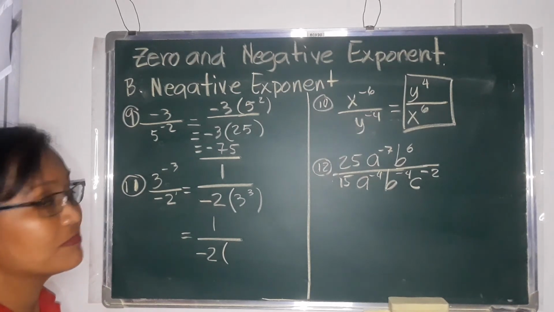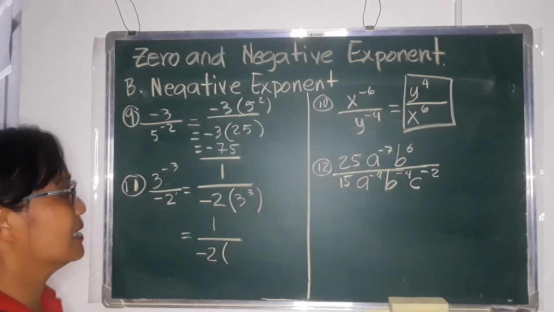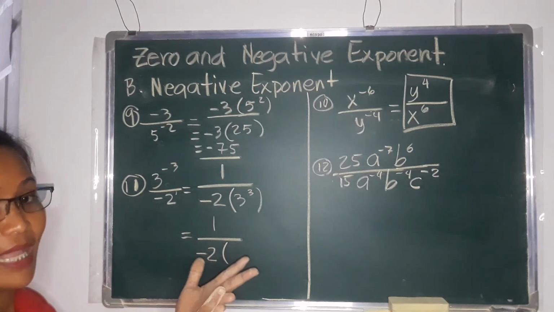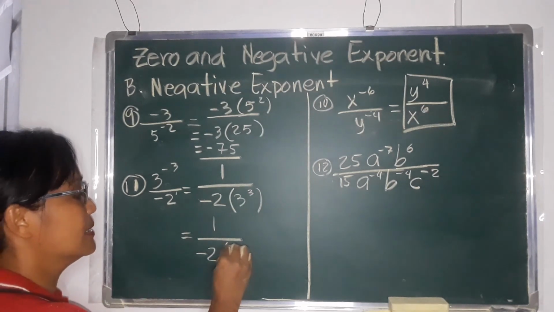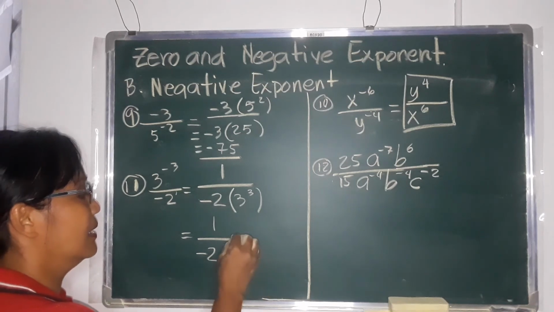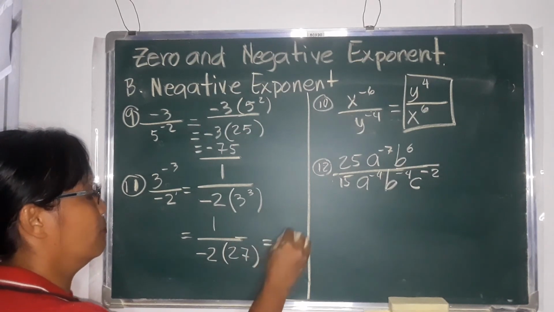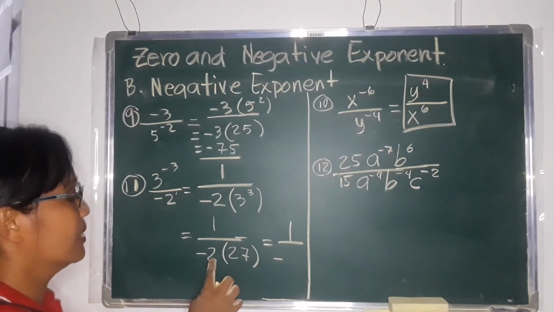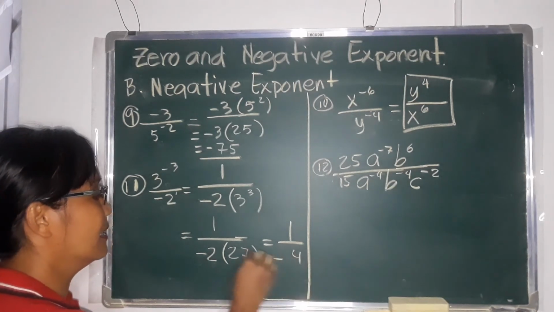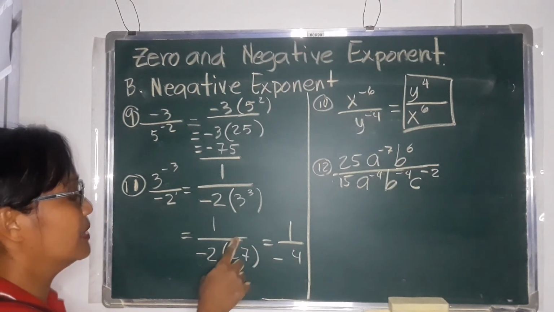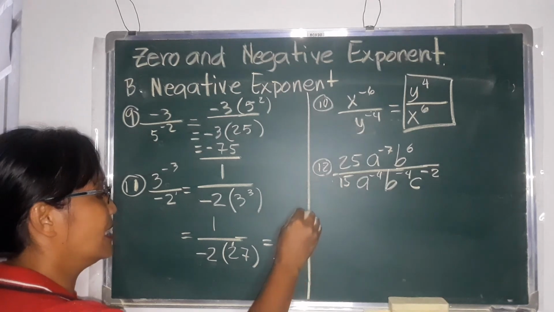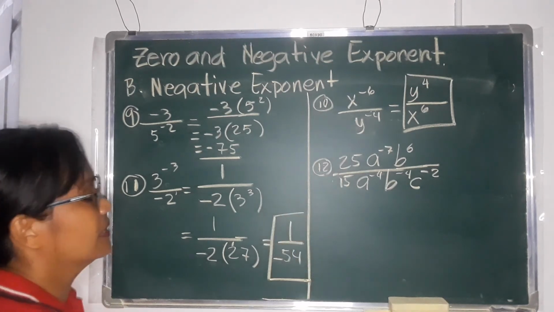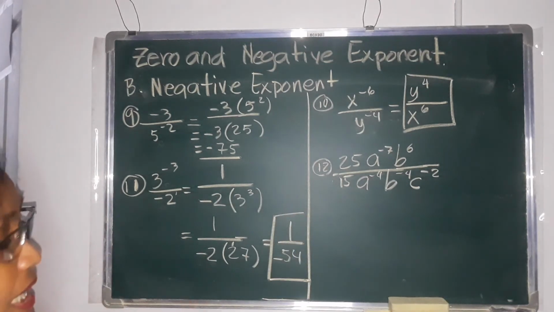Let's start with the exponent. So 3 raised to 3. So 3 times 3, 9. 9 times 3, we have 27. Next, we have copy 1. Negative times positive is negative. 27 times 2. So 7 times 2, 14. Carry 1. 2 times 2, 4. Plus 1, 5. So our final answer is 1 over negative 54 or negative 1 over 54.